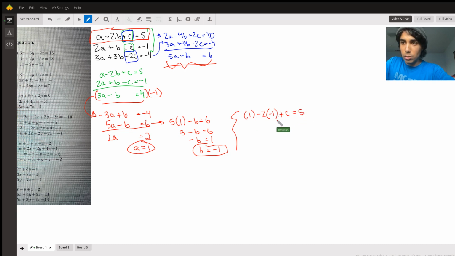All right, let's solve for c. So we got 1. Negative 2 times negative 1 is a positive 2. So 1 plus 2 plus c equals 5. 1 plus 2 is 3. Subtract 3 on both sides, and we've got c equals 2. All right, there we go. There's one example.